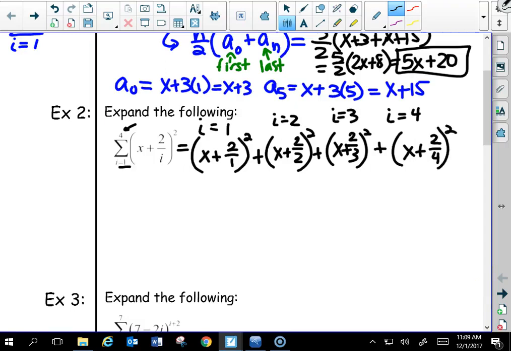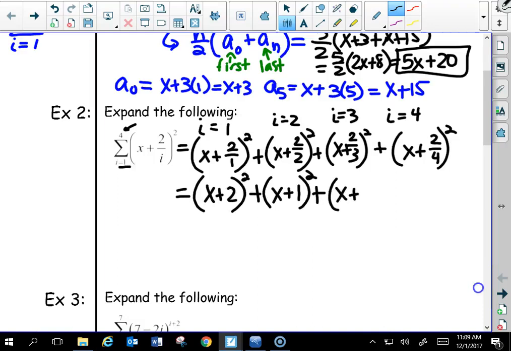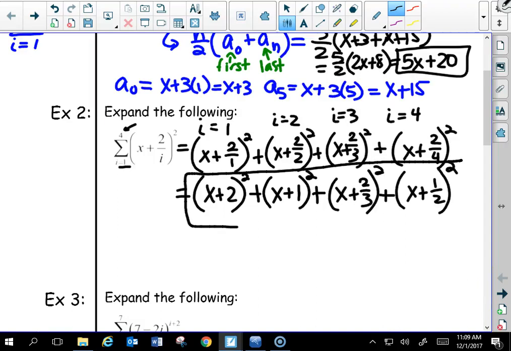Now, believe it or not, you'd have to enter that whole thing in. I think it means that it's worth it to simplify this a little bit. So we get x plus 2 squared plus x plus 1 squared. This can't be simplified. And that's what you would enter.